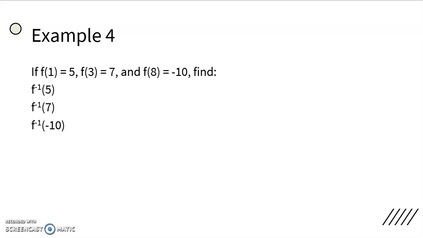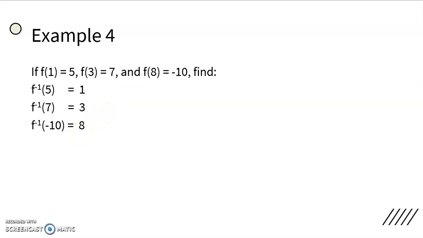So what you're going to do is you're going to try the other two and then press play to see if you're right. So pause the video, try them, and press play. So f inverse of 7 is 3 because the output is 7, the input was 3. 3 is the answer. And f inverse of negative 10, I find the output of negative 10, the input was 8. So the answer here is 8.